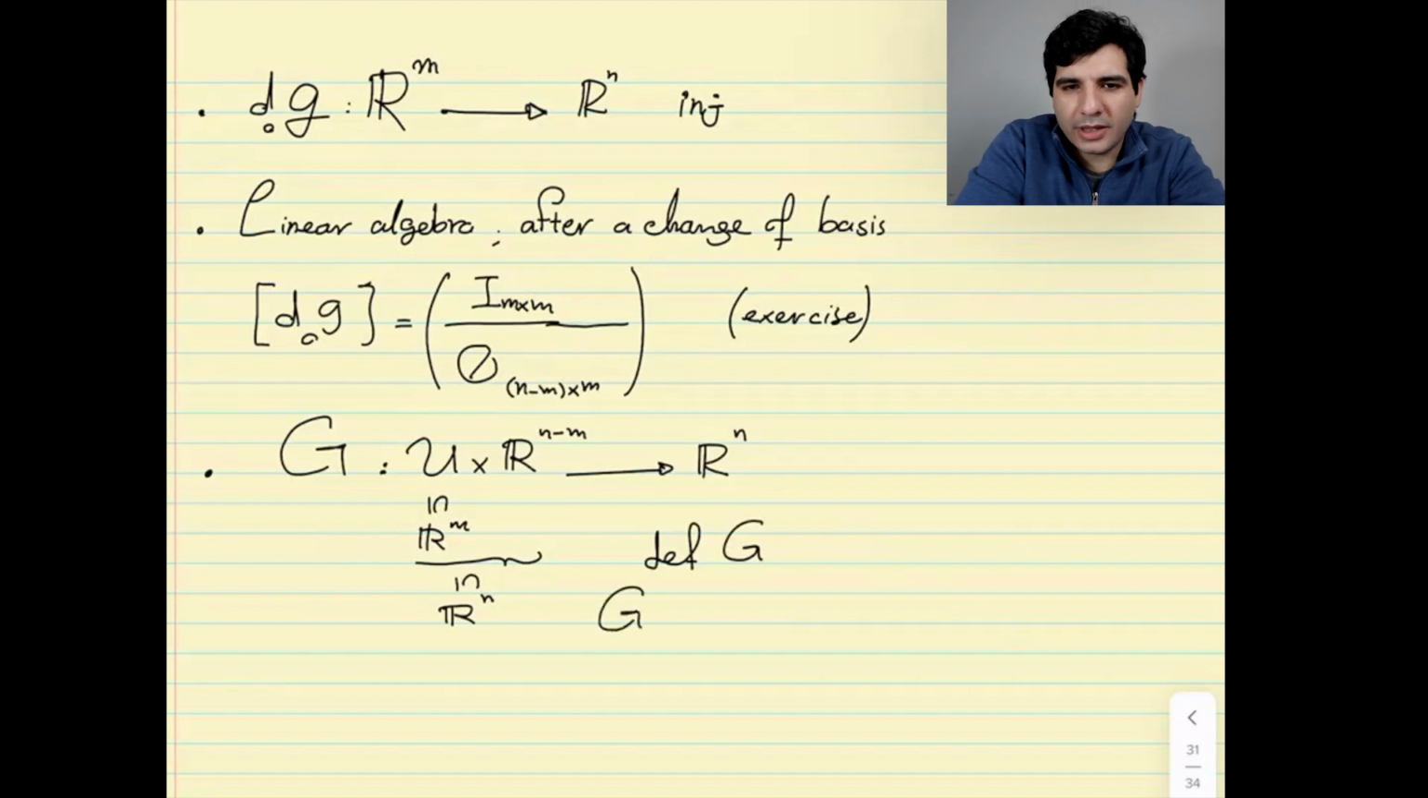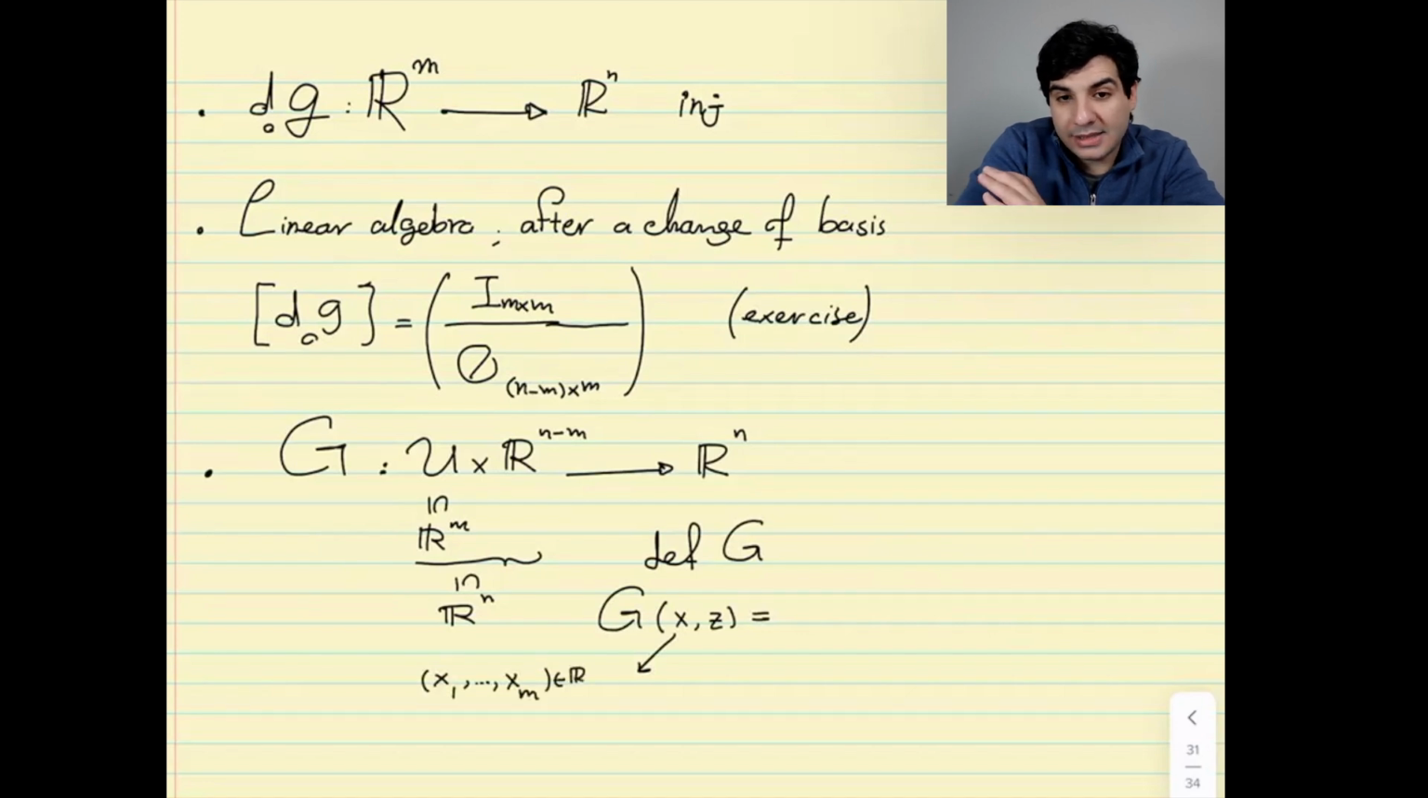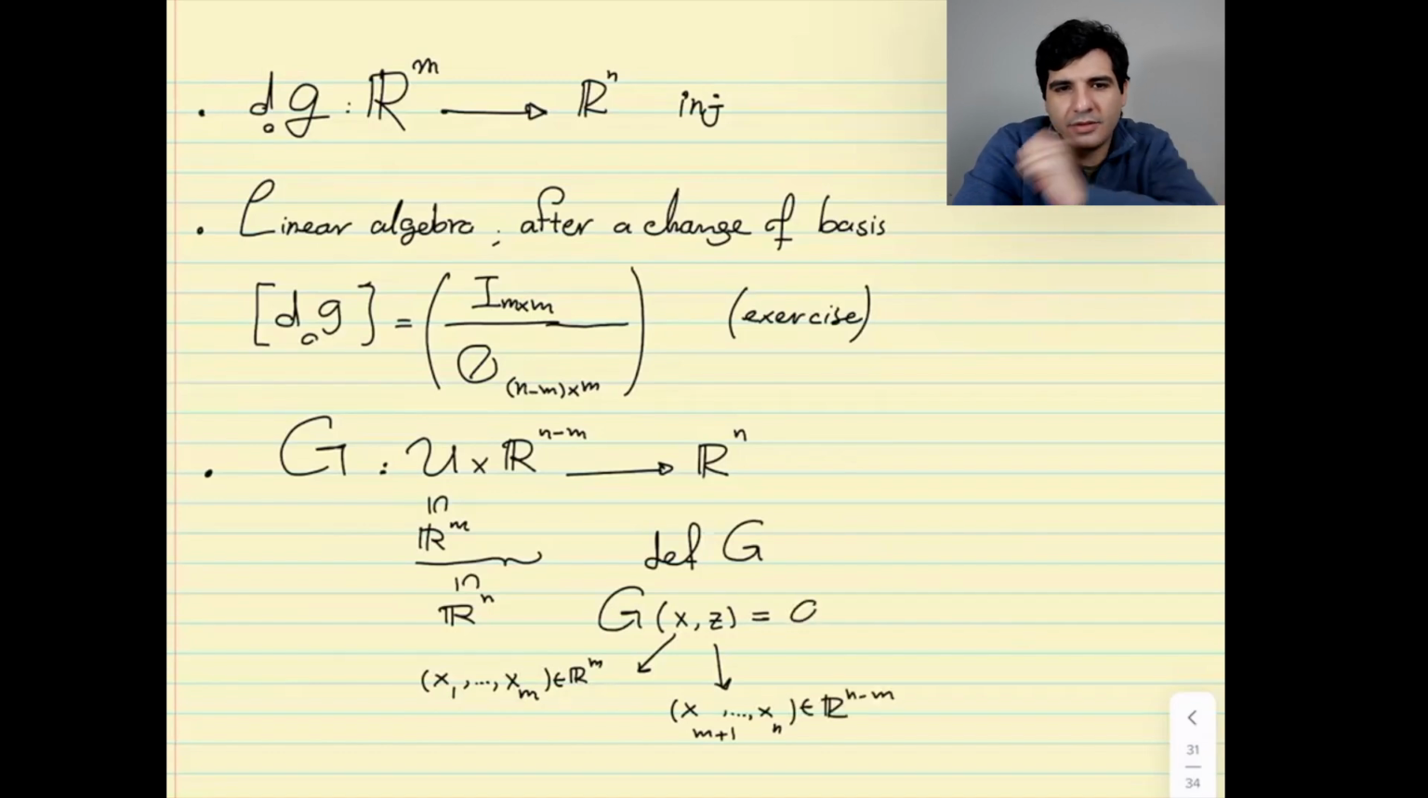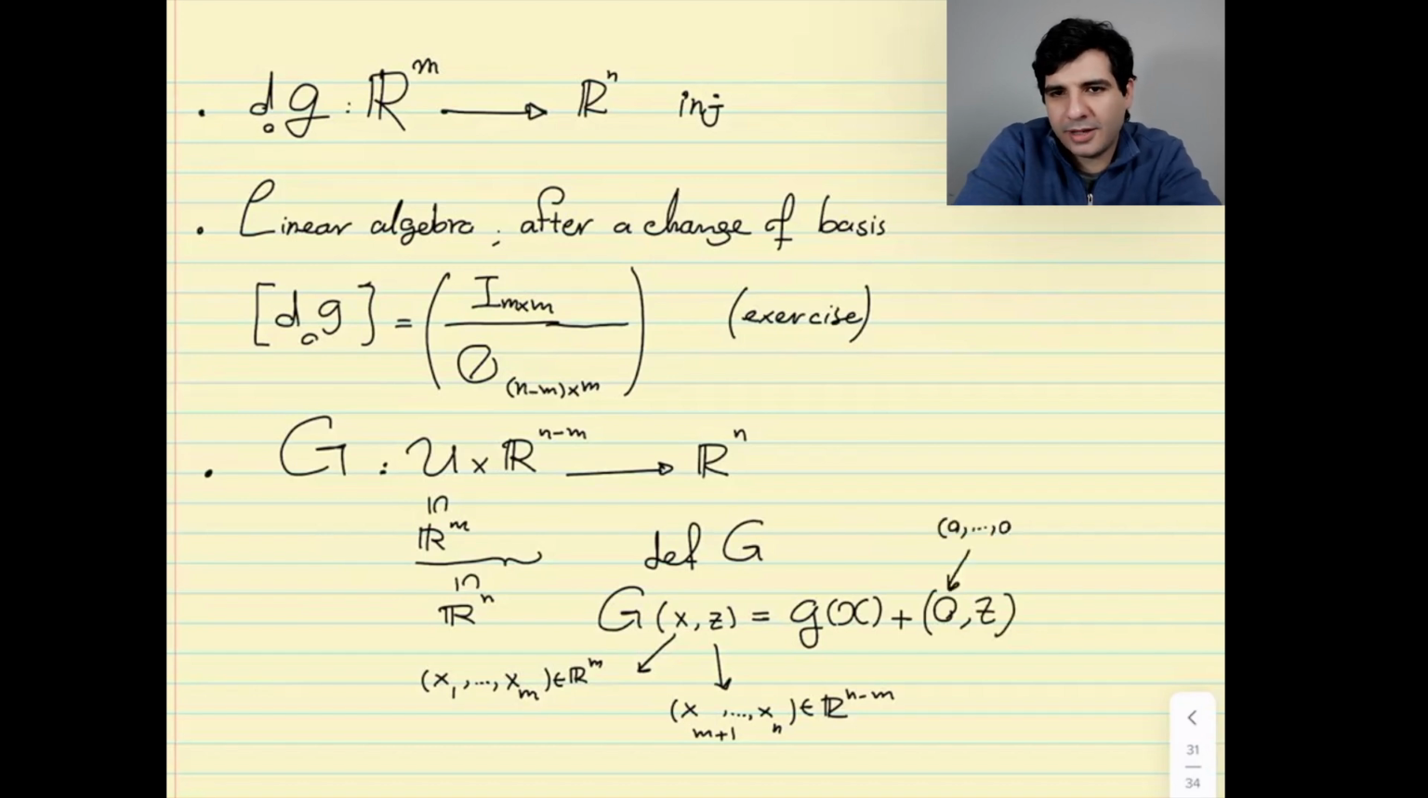We define G of a point (x, z), where x is in Rm, so it's given by x1 up to xm, and z is in R^(n minus m), so z is given by, say, x_(m+1) up to xn. We define the value of G on this pair to be g of x, g of the first m components, plus 0 and then z. So the 0 is also 0, 0, 0, m times, right? It's 0 in Rn. So this sum is something in Rn. Let's define the map G this way.